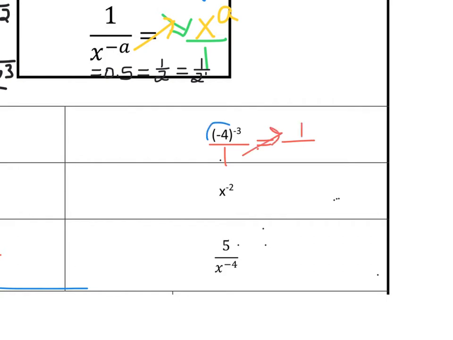Our base in this case is negative 4. We're going to keep it in parentheses, and so we don't worry about the base being negative. It doesn't matter if the base is negative or positive. We only worry about the exponent. The negative 3 goes on the bottom with the base and becomes positive.